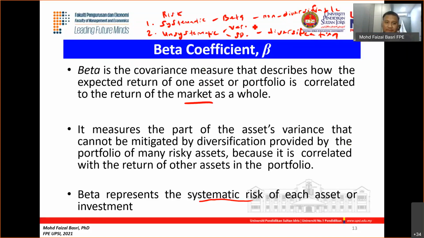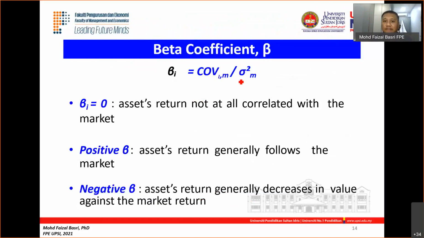And this beta is basically the relationship between the stock and also the market. Okay, so that's why, if you see the formula, we use M here. M represents the market. Okay, the market's covariance with the assets, and also the variance of the market. So this is sigma squared, variance of market. So again, we have three possibilities. No relationship, positive, and also negative relationship. So the explanation will be the same, but now we compare between one stock or one asset against the market movement.